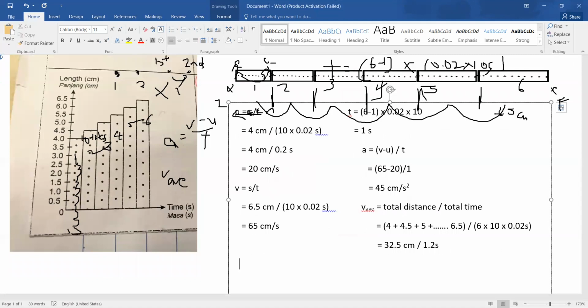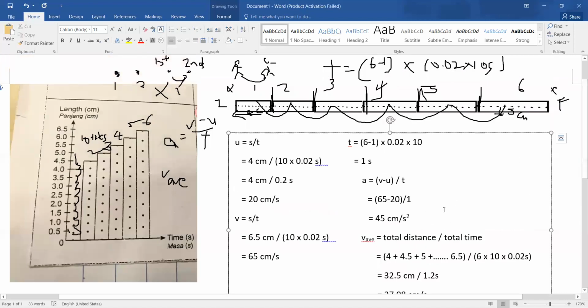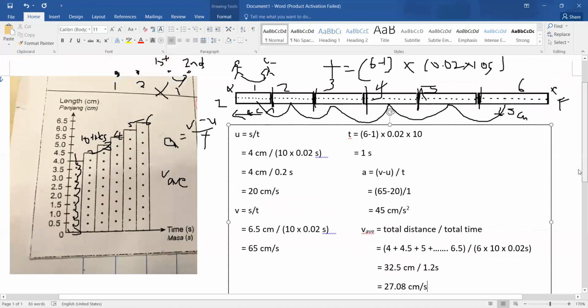So you get the answer, let's check with the calculator. 32.5 cm divided by 1.2, you get 27.08 cm per second. All right, so this is how you solve it.